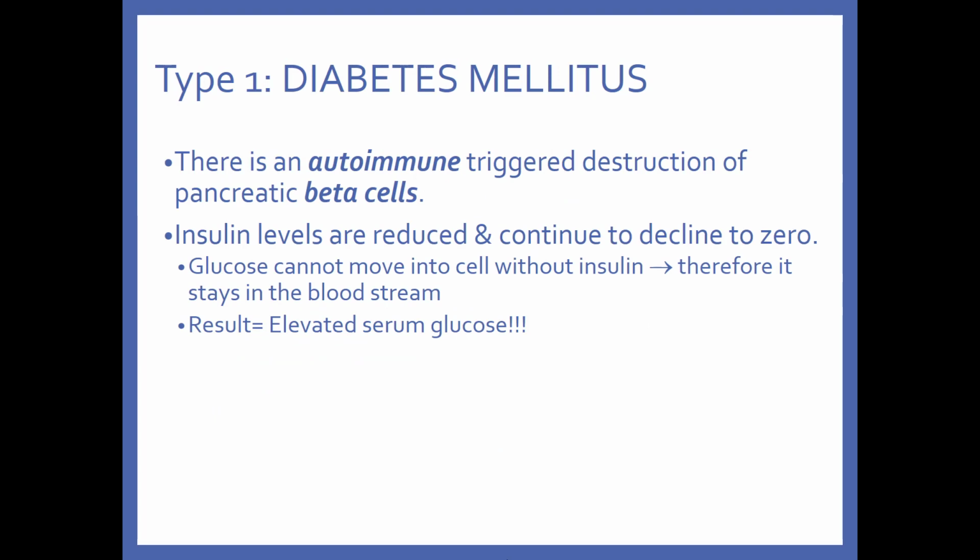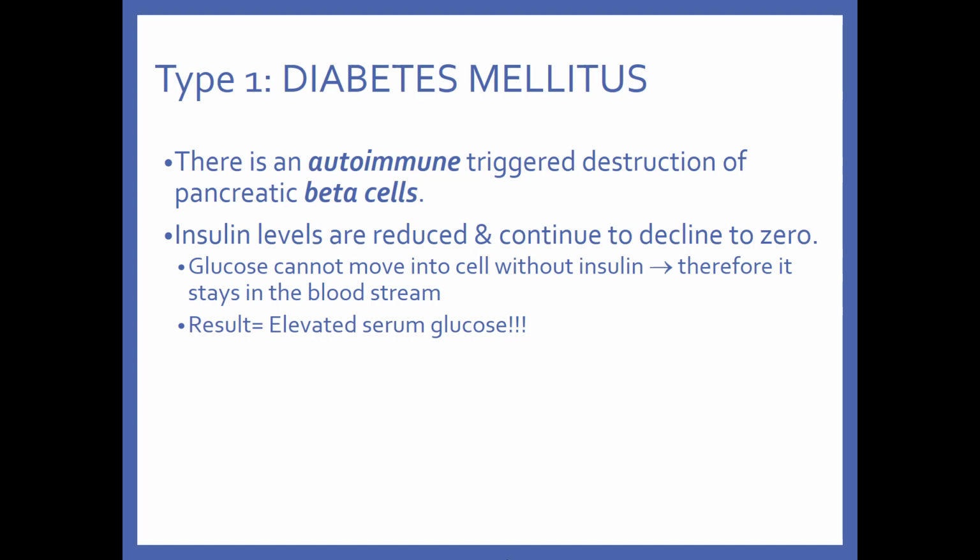So let's start by focusing on type 1 diabetes and just what is going on pathophys-wise, what's going on in the body. So like I mentioned, this is typically diagnosed in younger years during childhood. Type 1 diabetes is an autoimmune disease. There is an autoimmune triggered destruction of the pancreatic beta cells, those cells that secrete insulin. So when those cells are attacked and start to be destroyed, that means we have a decreased ability in the body to secrete insulin. So insulin levels are reduced and continue to decline until they get to no insulin secretion whatsoever. When that happens, without insulin, glucose cannot move into the cells.